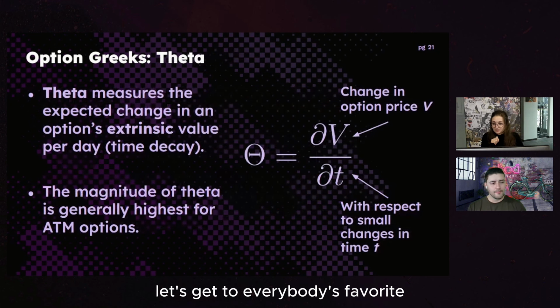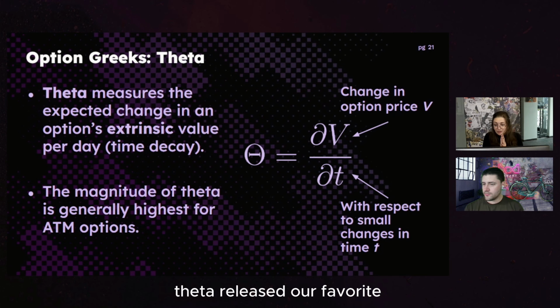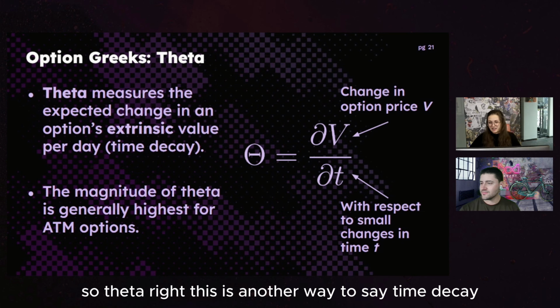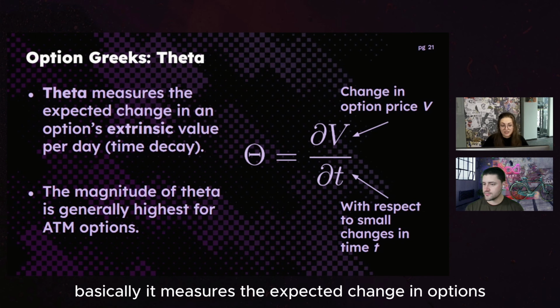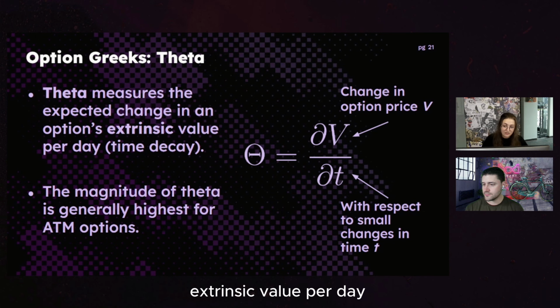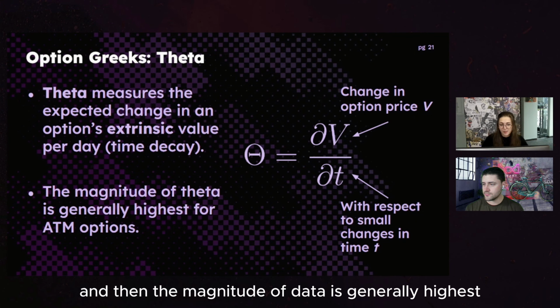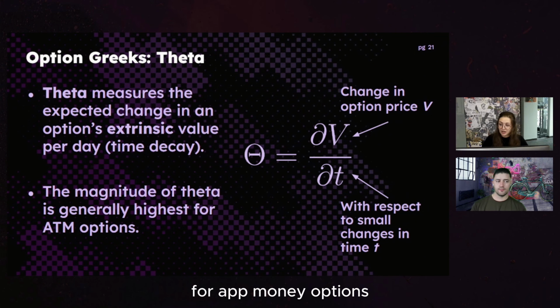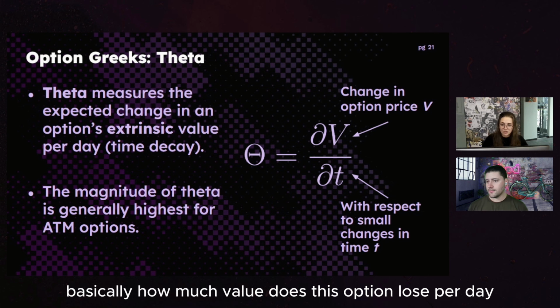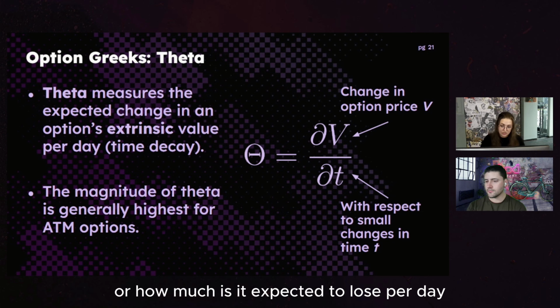Let's get to everybody's favorite, theta, or at least our favorite. So theta, right? This is another way to say time decay, basically. It measures the expected change in an option's extrinsic value per day. And then the magnitude of theta is generally highest for at the money options. So we're looking at basically how much value this option loses per day, or how much it is expected to lose per day.